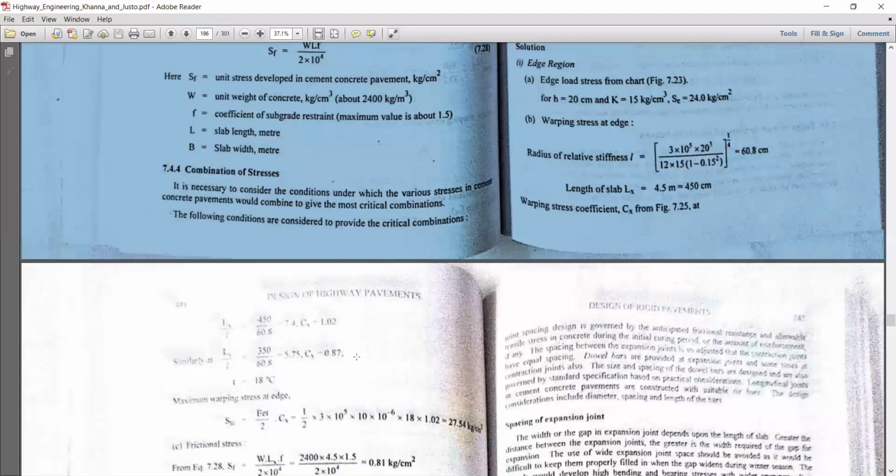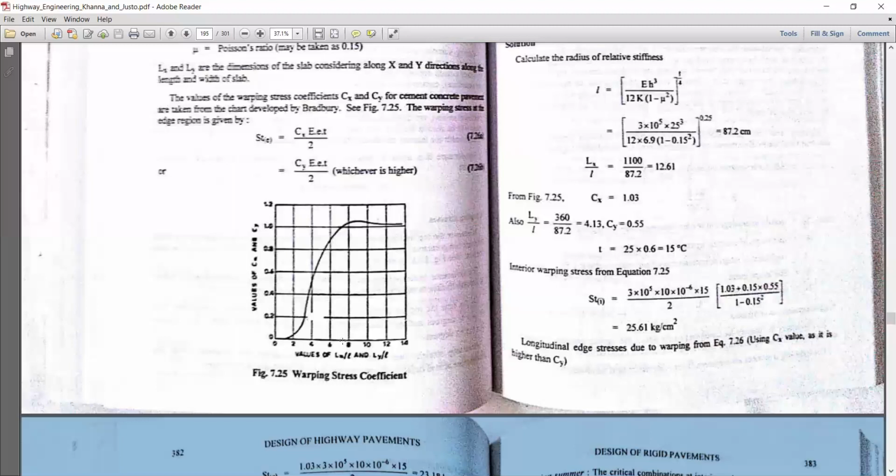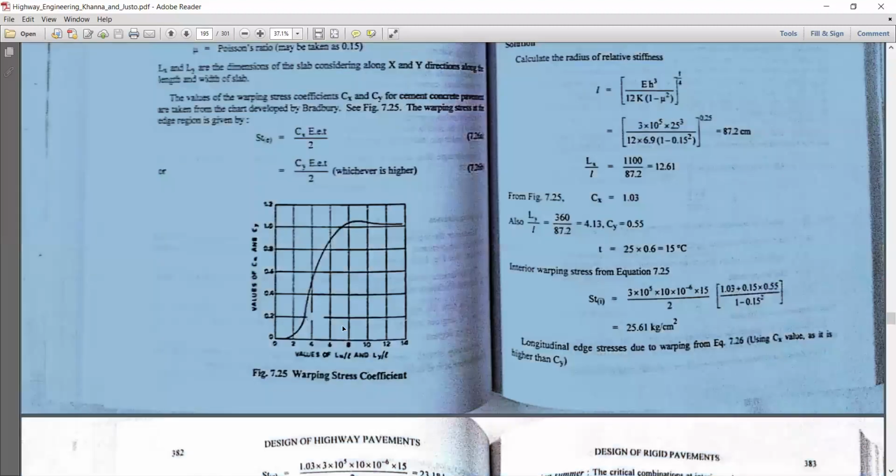Yes, Lx by L value is 7.4, somewhere here, and from here it will cut, and here it will come and join. That is somewhere near 1. Yes, he has taken Cx value as 1.02.